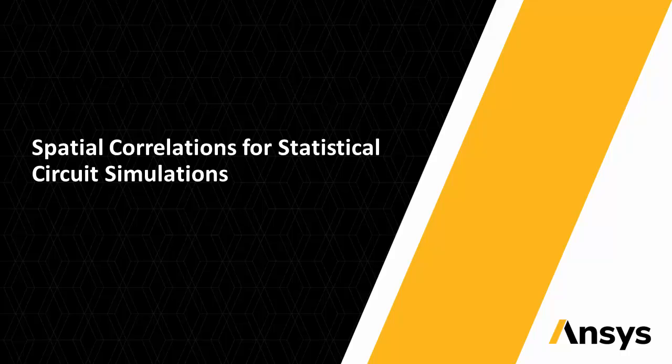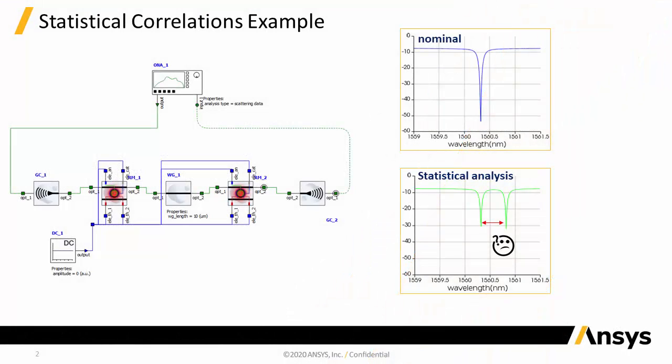This week, we are going to introduce the Spatial Correlations feature in INTERCONNECT. When performing Monte Carlo simulations in INTERCONNECT, it is now possible to add spatial correlations between the statistical properties of the elements in the circuit.